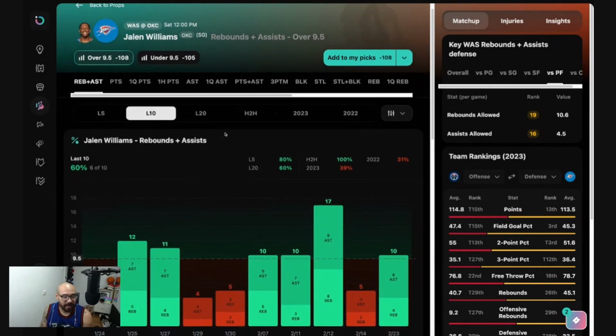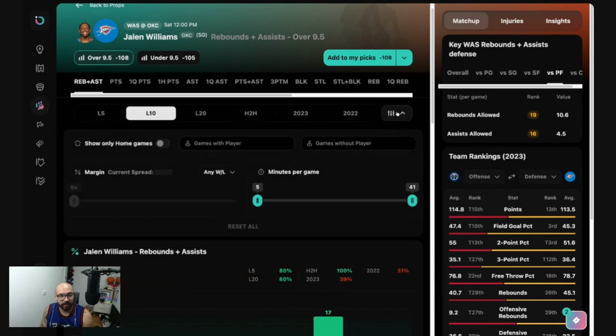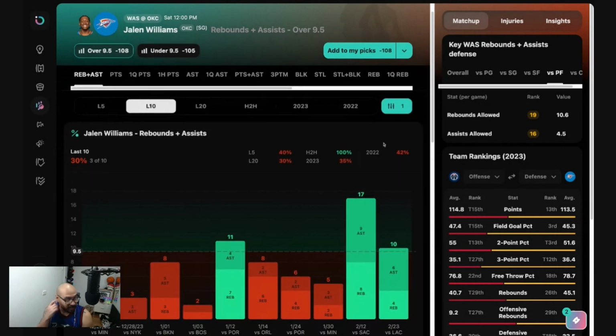So 6 out of his last 10, but 4 out of his last 5. Let's check his home games. Last 10 home games for Jalen Williams. He's only covered this in 3 out of his last 10.